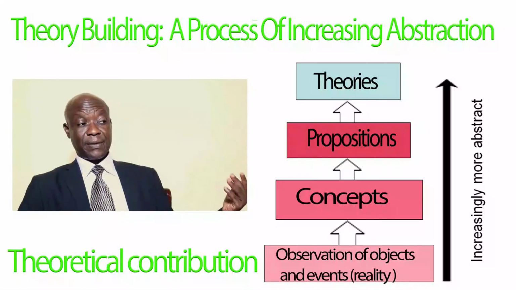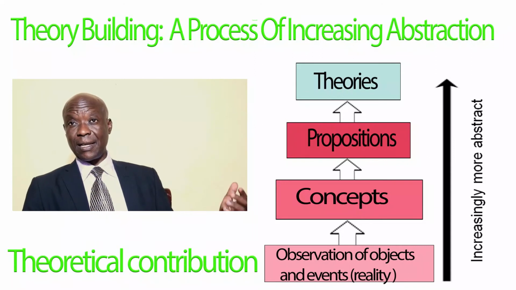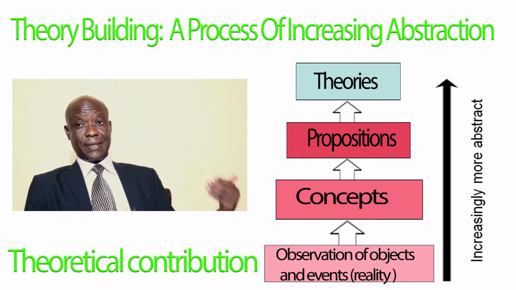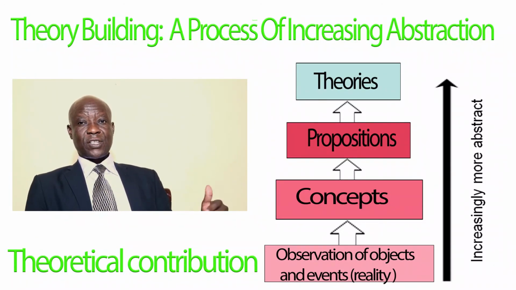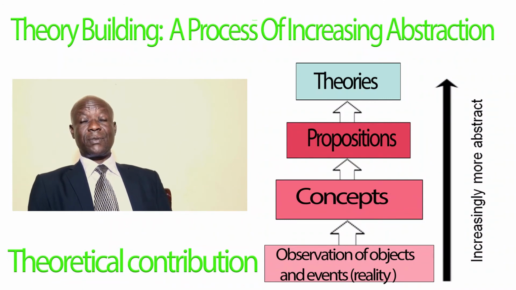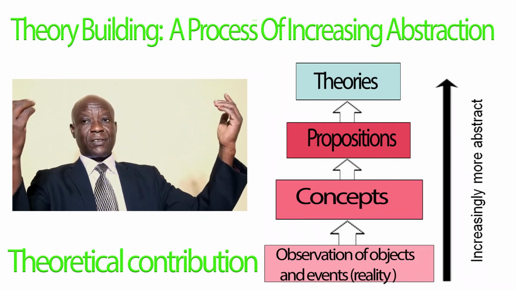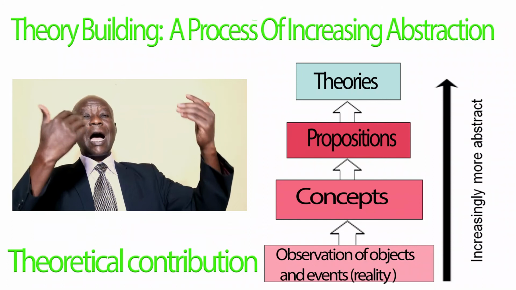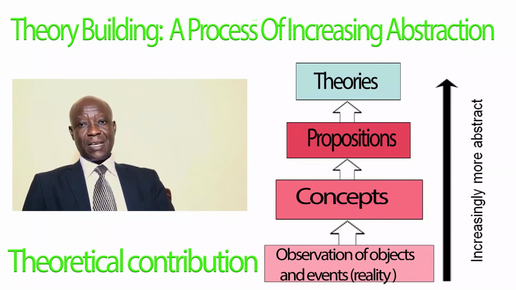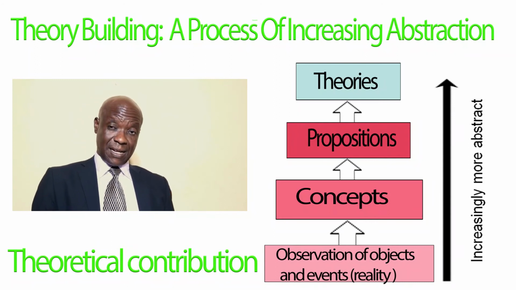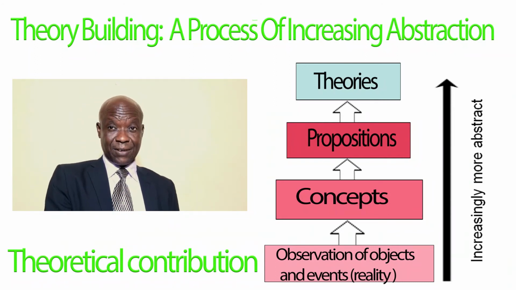This is a theory building diagram, a process of increasing abstraction, as you can see, right? Increasing abstraction because you start with the observations from reality, and then you move up to concepts, propositions, and theories. So it becomes increasingly more abstract as you go up to theories. So we start with observations of objects and events. That is the reality out there.